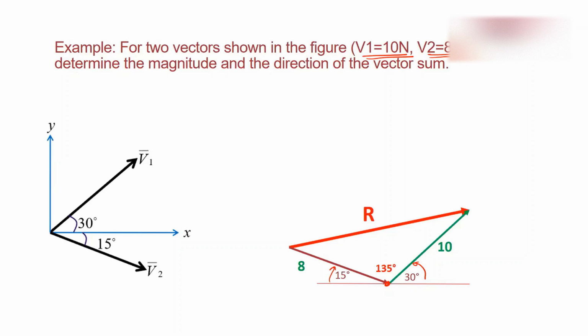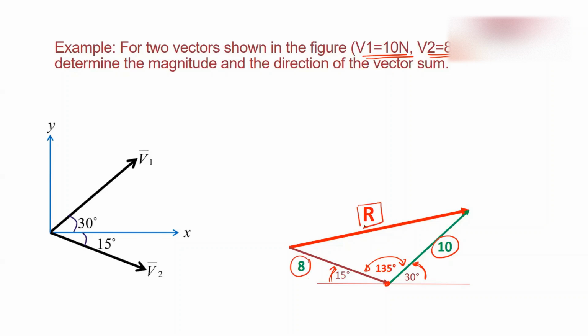To find the magnitude, if this is 15 and this angle is 30, I can find this angle just by subtracting from 180. So 180 minus 15 minus 30 is 135. I know this angle and also I know the two lengths, so I'm going to use the cosine rule to find this R.